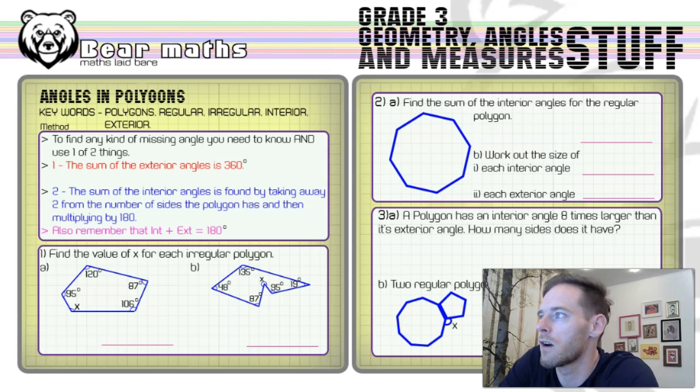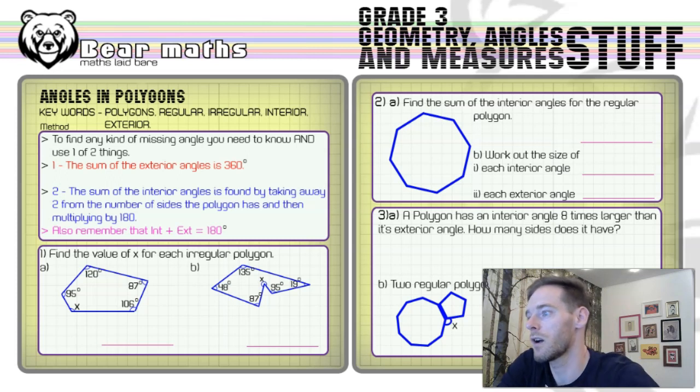So to find any kind of missing angle, you need to know and use one of two things. You don't have to use both, it's up to you which way you do it. Number one, the sum of the exterior angles is 360 degrees, on any polygon that exists. And number two, the sum of the interior angles is found by taking away 2 from the number of sides the polygon has and then multiplying that by 180. That will give you the sum of the interior angles, all the added up angles inside the shape.